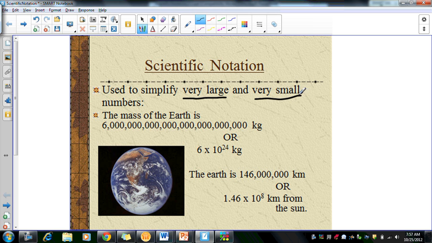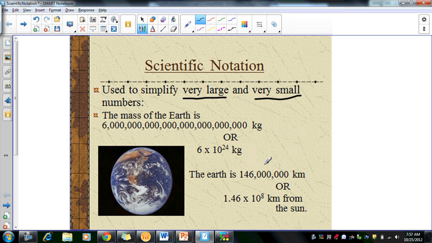So these are numbers that would be really annoying to have to write. So for example, the mass of the Earth. The mass of the Earth is 6 with all of these zeros after it. You would not want to write this number down every single time you use it. So instead, we use scientific notation, which simplifies it to 6 times 10 to the 24 kilograms. So used to simplify very large numbers.